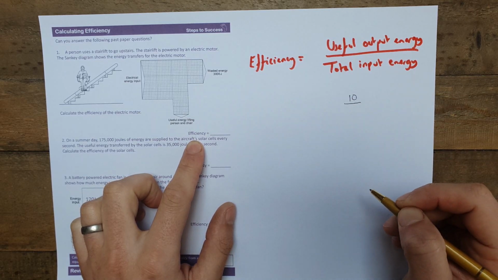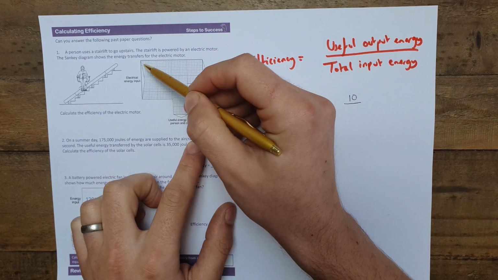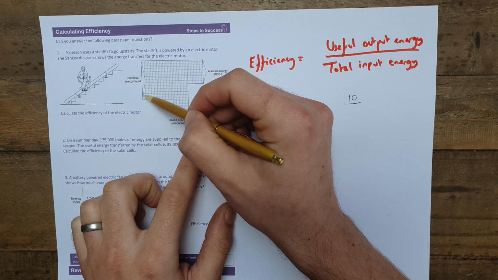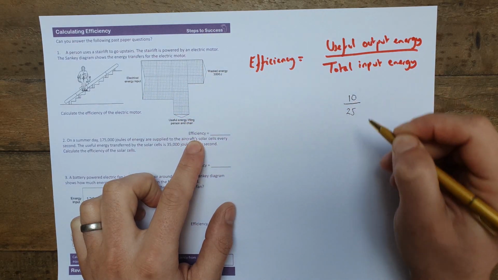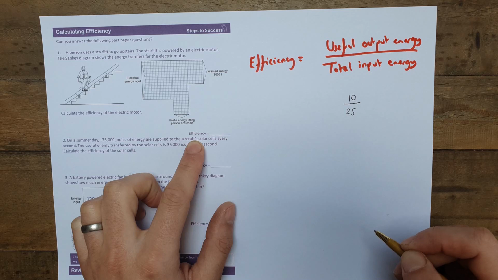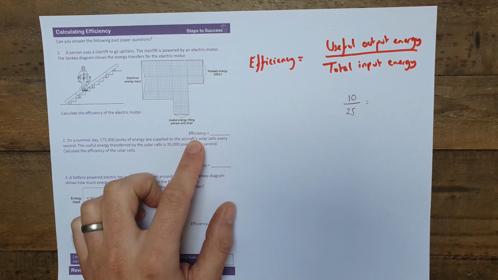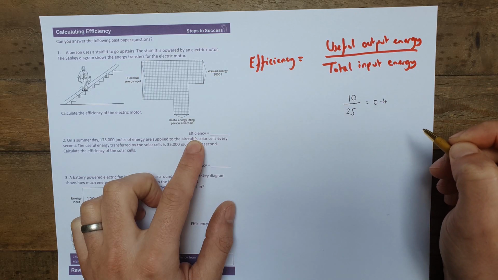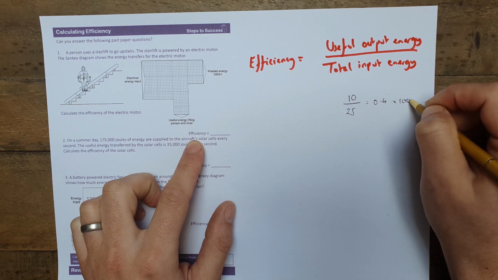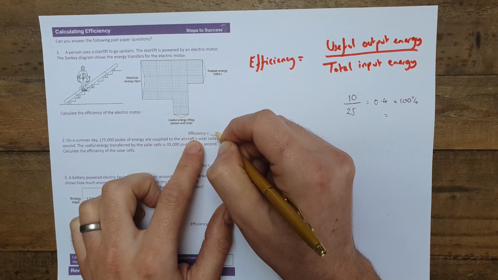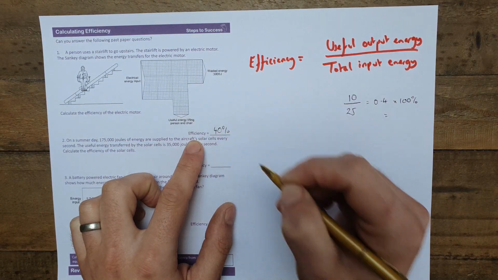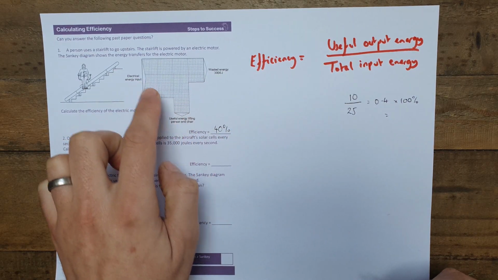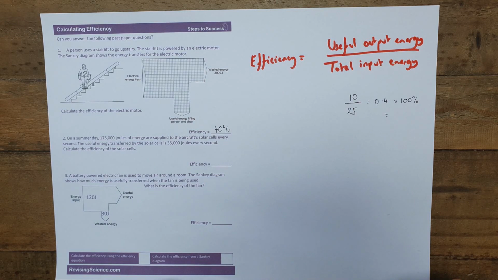We need to divide that by our total input energy. Again, we need to count the squares, and if we count the squares along here, we can see that we've got 10 over 25. If we work this out, then 10 over 25 gives us 0.4, and then to turn it into a percentage, we need to times it by 100%, which gives us 40%. For this example for efficiency, it doesn't matter about the units.